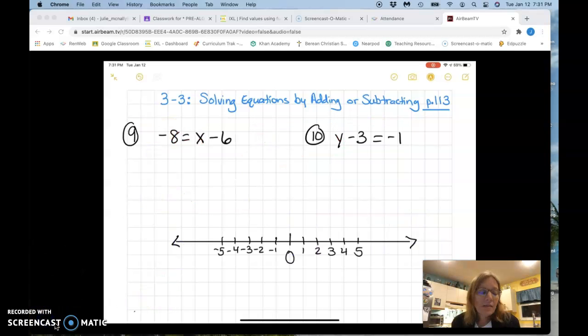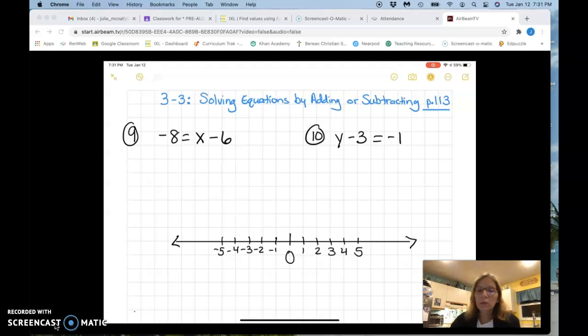All right, so the last two problems that we're going to do today, it says graph the solution of each equation on a number line. So I have drawn a number line and I'm going to show you how to do it. It sounds hard, but it's not, so don't worry.